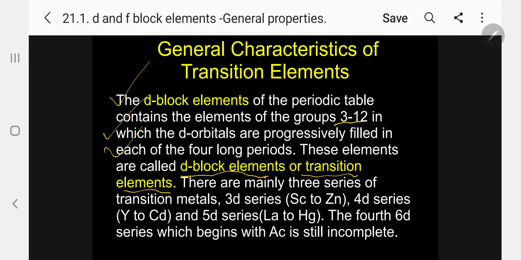There are mainly 3 series of transition metals. We call it the 3d series, that is the first transition series, scandium to zinc. The 4d series, yttrium to cadmium, and the 5d series, lanthanum to mercury. The 4th, the 6d series, which begins with actinium, is still incomplete.